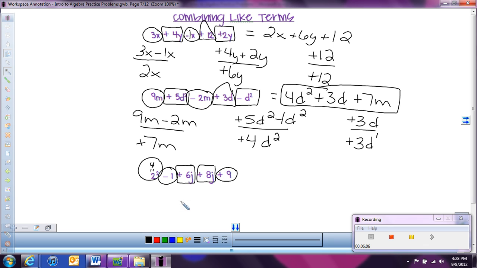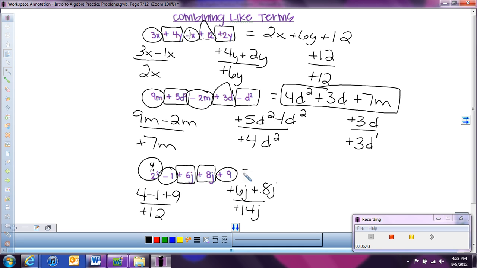Now I can rewrite it so that I have the like terms next to each other. So 2 squared, that was really 4. -1 plus 9, those are going to be all of our constants together. And then I had a +6j plus 8j. Those are next to each other. Now I can actually combine my like terms. So here I have 4 minus 1, which is 3, and 3 plus 9 is 12, and it's positive. Here we have 6j plus 8j. 6 plus 8 is 14j, that is also positive.